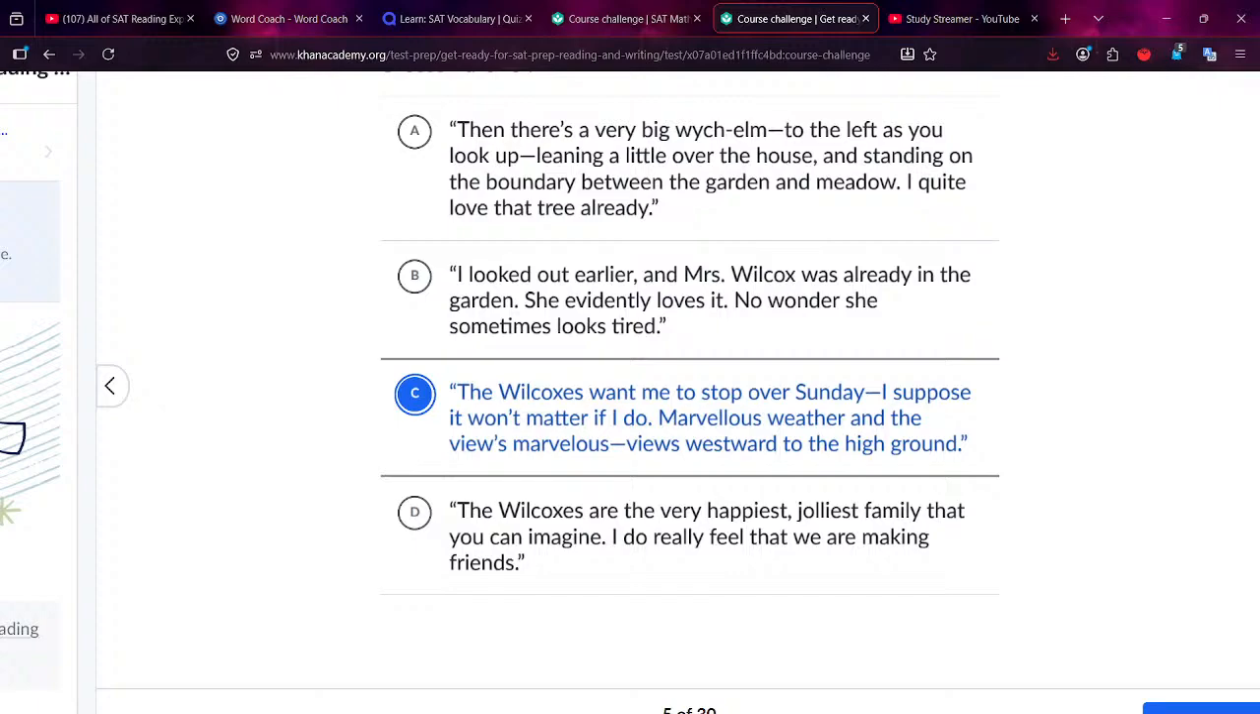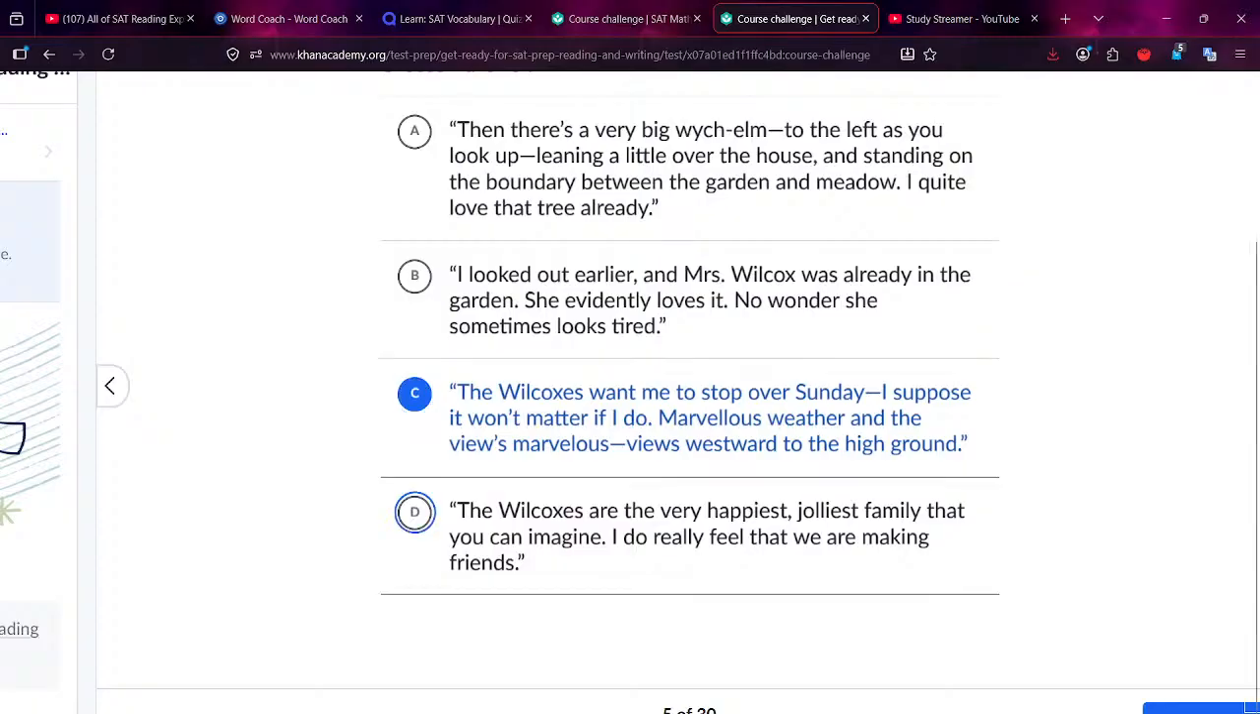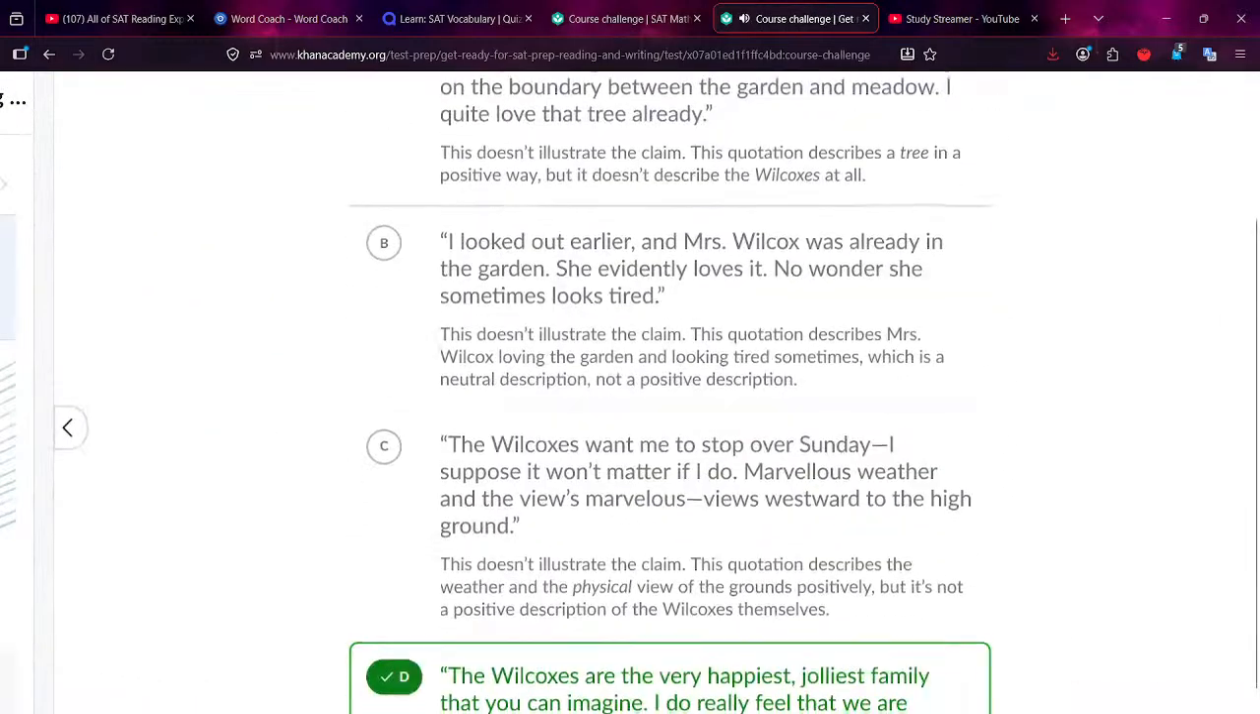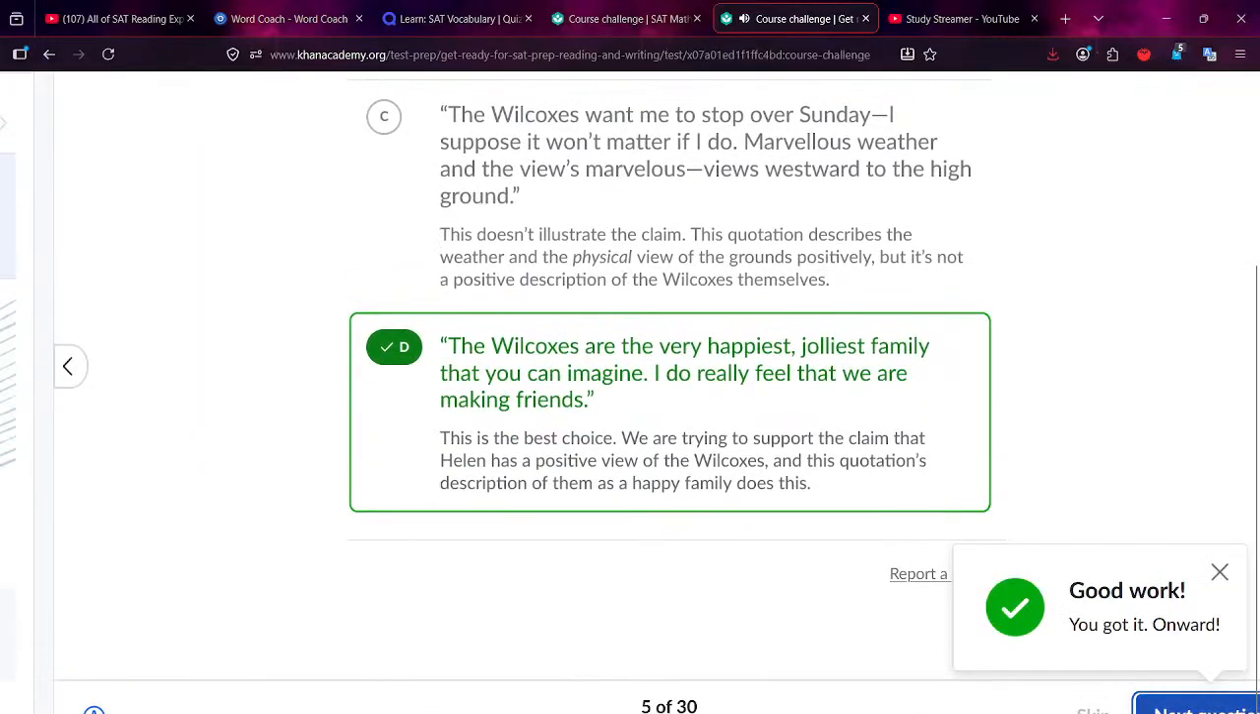So the Wilcoxes want me to stop over Sunday. I suppose it won't matter if I do. Marvelous weather and views marvelous. Views westward to the high ground. Or are they the happiest, jolliest? This one makes the most sense. It's not a half answer like the rest of them. Okay.